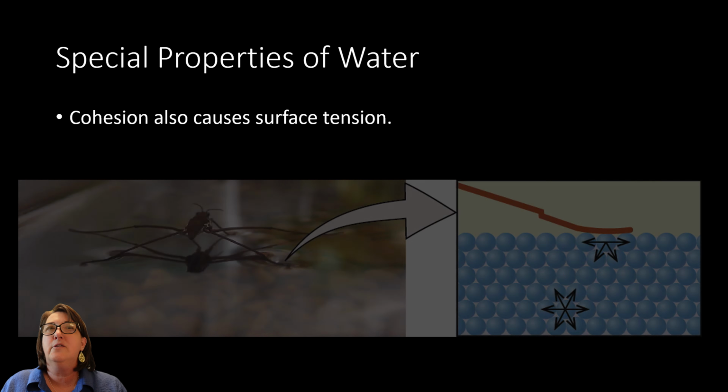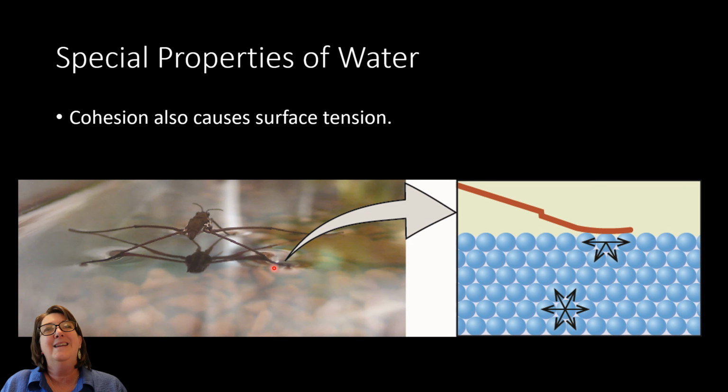Cohesion also causes surface tension. When you see insects sitting on top of water, the water on the top layer is attached to each other through hydrogen bonds. The insect is able to push down on that, and it doesn't break those hydrogen bonds. It kind of keeps it going.